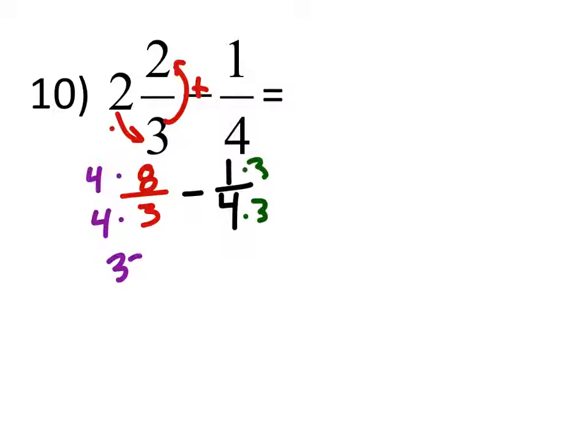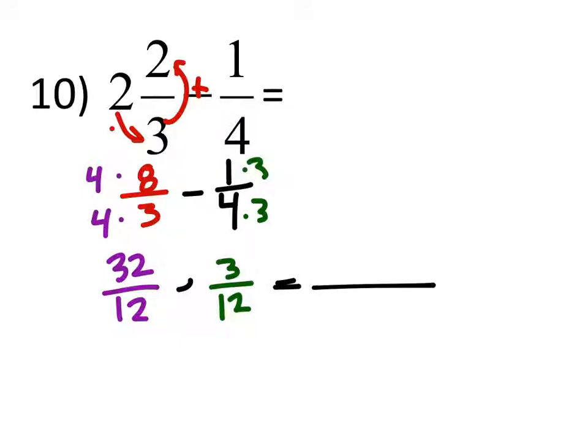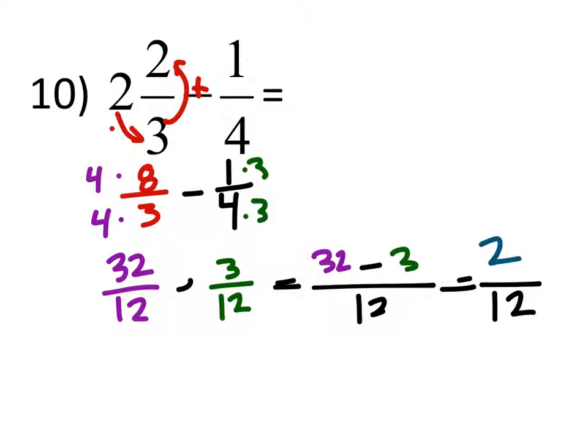So I got 32 twelfths. And then I've got 3 twelfths. Subtracted. So in the twelfths, we're subtracting, I've got 32 minus 3. Yeah, which is in twelfths, 29. So 12 will go into 29 twice, which is 24, leaving us with 5 remaining out of the 12.